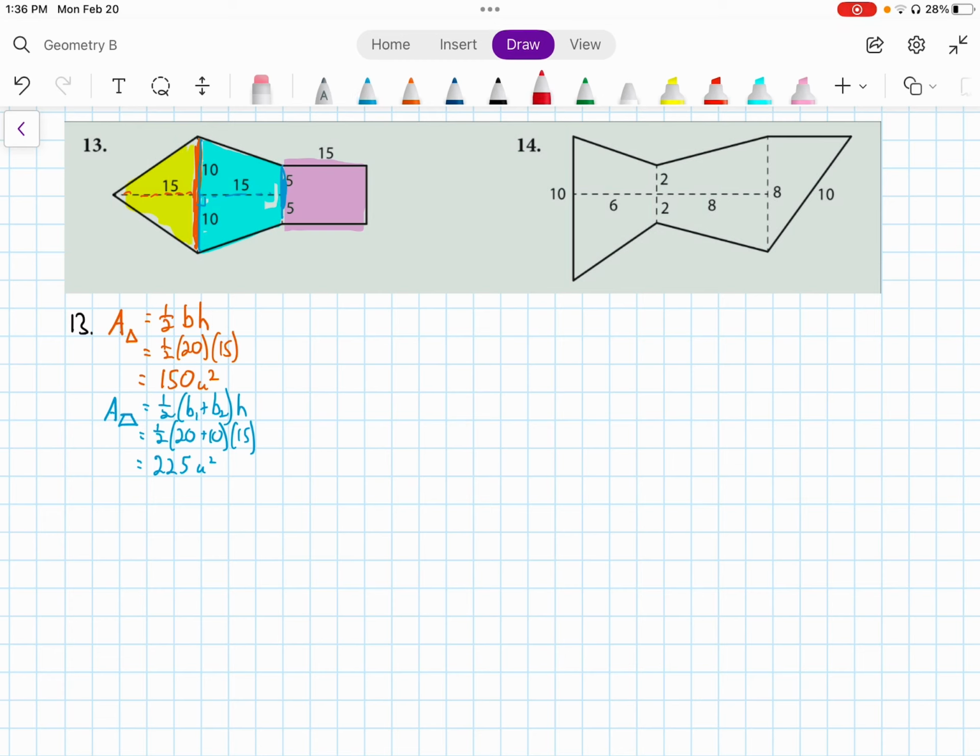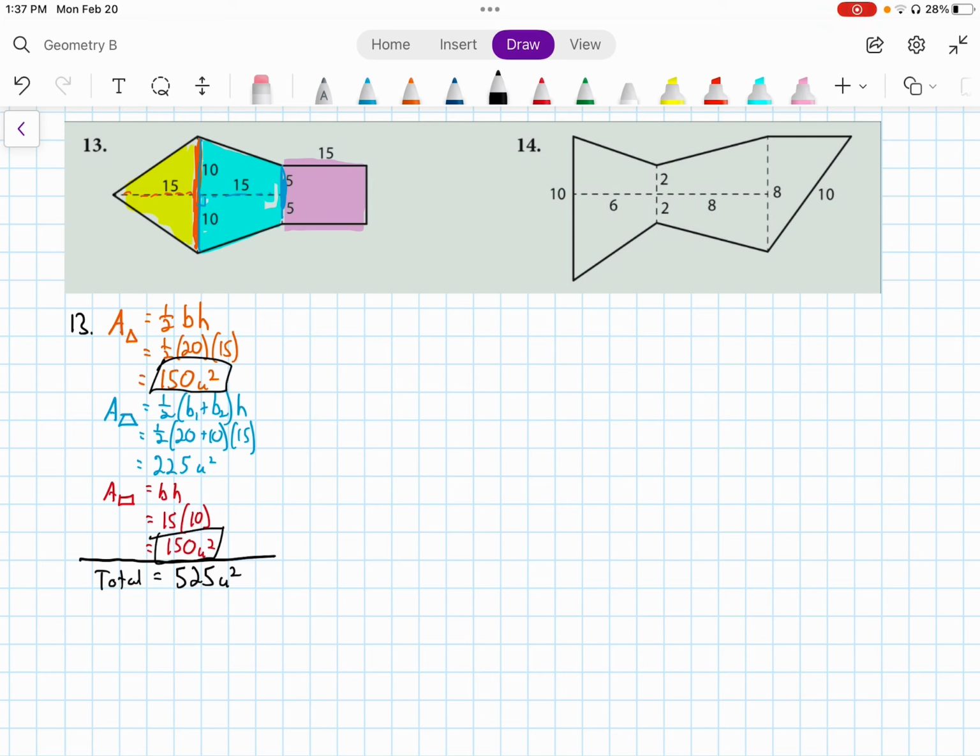And then the pink part here is just a rectangle. And that's base times height. The base is 15. And the height is 10, which gives us 150. And then our total, we want to add the area of these three shapes. Well, I have 150 plus 150 is 300, plus 225 is 525 units squared.